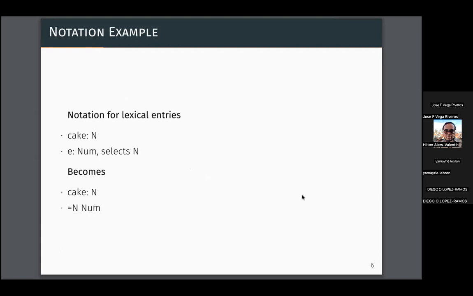Now, we might have an empty selector. That's what the E means. It's not pronounced. It selects some M. Okay? And you can see how the notation is going to translate that.